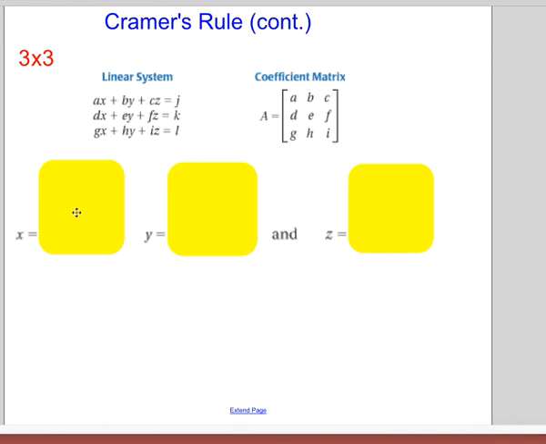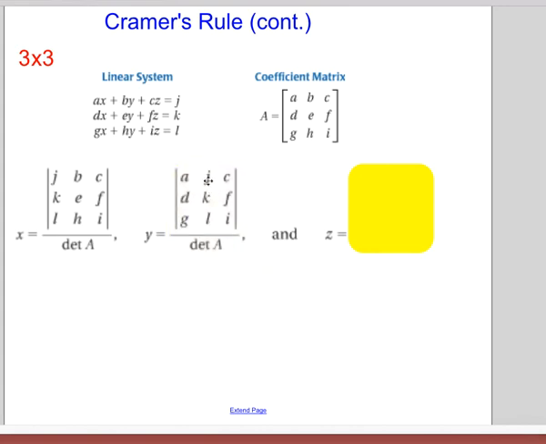And then it's very similar, right? So the x coordinate would be if I replaced all of the x coefficients with whatever is equal to, so J, K, and L, right? So it's the same BEH, CFI, but now the x coefficients are replaced with my answers. For the y coordinates, it's the same thing, but now I'm putting the J, K, and L in for the y coefficients. Again, all over the determinant of your original matrix here. And then for the z, the J, K, and L go with the z coefficients.